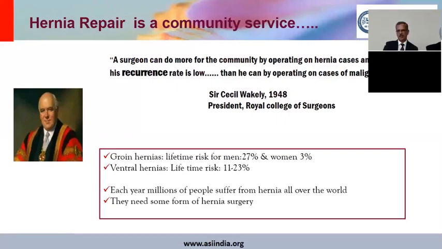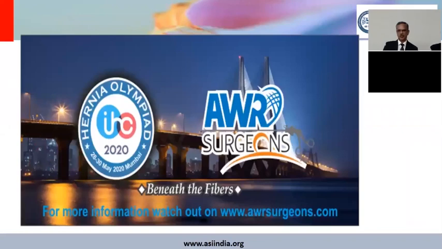We see so many hernias, whether it's groin, ventral hernia, or massive abdominal hernias, and millions of people all over the world suffer from these, and it's a good ethical and also a moral duty for us to see that these hernias are managed and treated appropriately in all these patients.